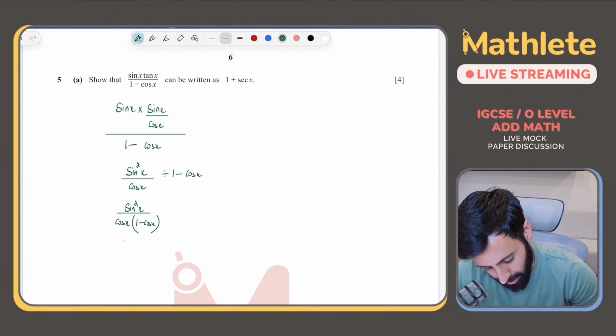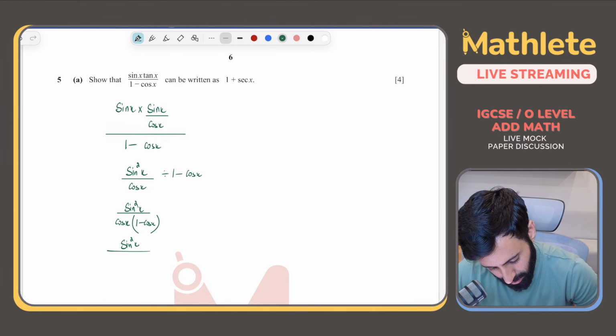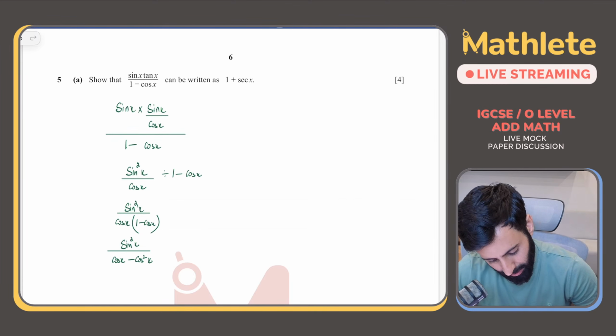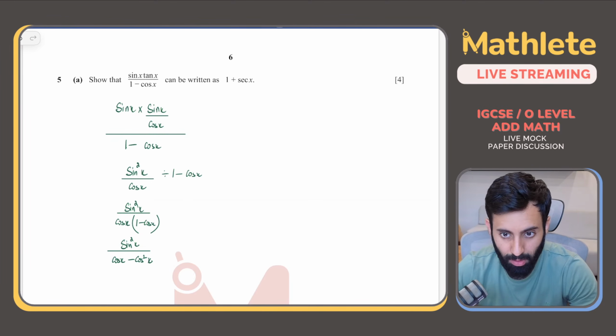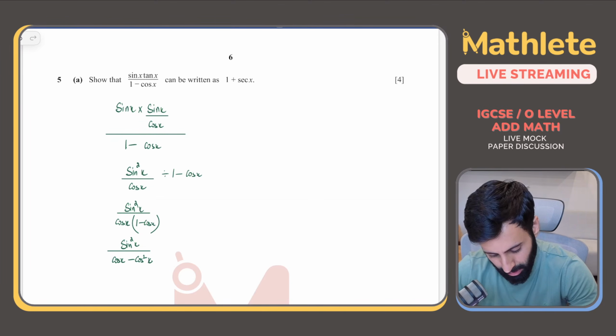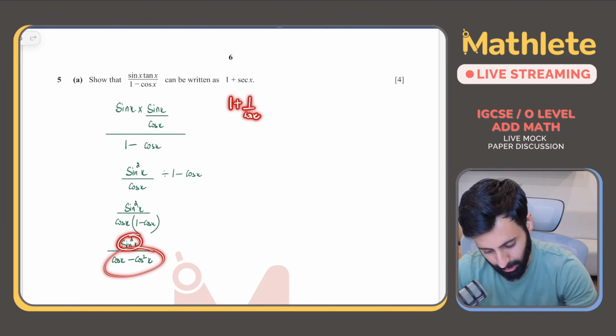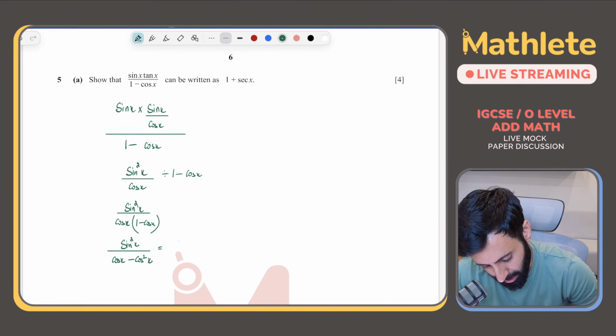Okay, now where do we stand? We stand at sin square x over cos x minus cos square x. ठीक है, अच्छा, अब हम क्या कर सकते हैं? Remember, this is what we're aiming for. We're aiming for 1 plus sec x, which basically means 1 plus 1 upon cos x. Now notice that here we have sin square x and we have cos square x. So how about we turn everything in terms of cos square x?